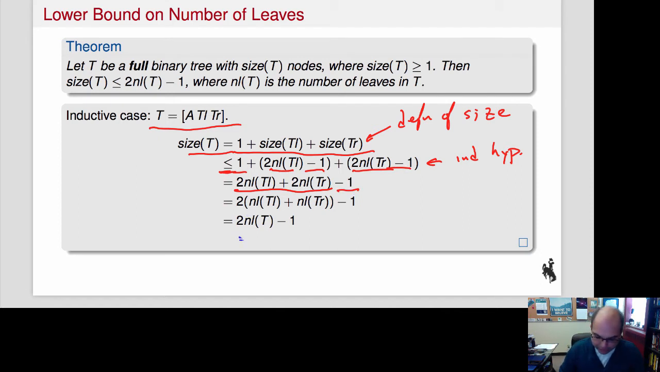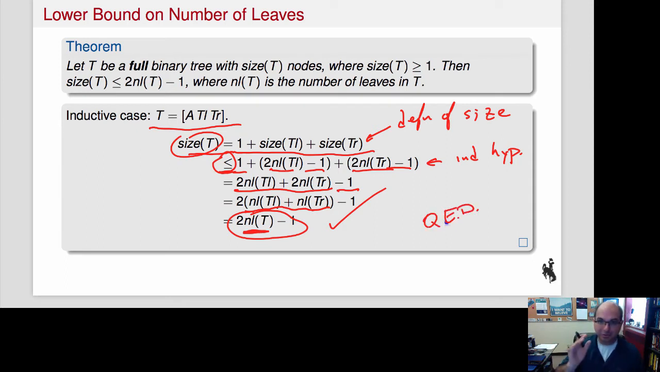Then we factor out the 2, and then we realize that the number of leaves of the left branch plus the number of leaves of the right branch is the same as the number of leaves of the tree. So indeed, size of T is less than or equal to twice the number of leaves of T minus 1. So that is yet another check mark. And since we've done the base case and the induction case, we have completed the proof. You buy that, right? That seems pretty convincing.